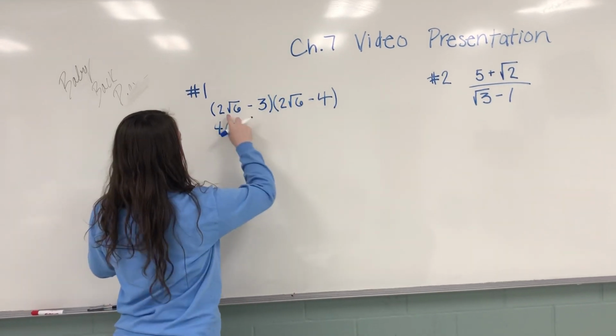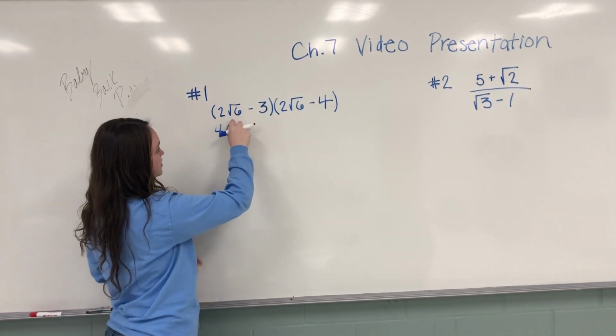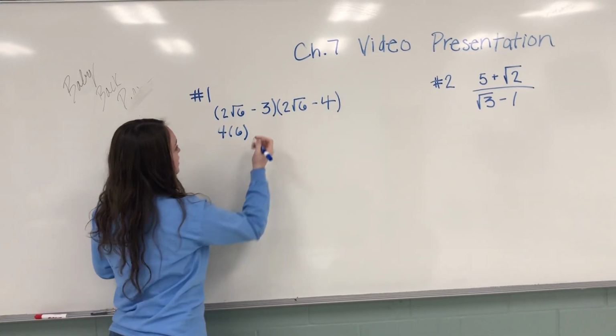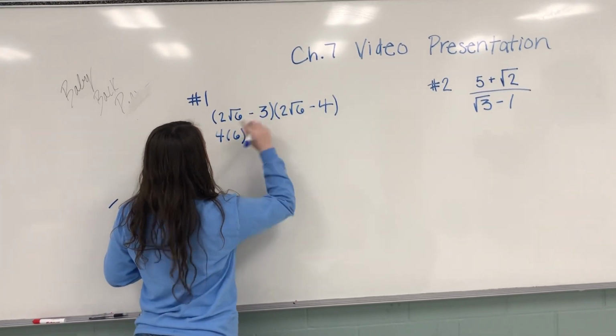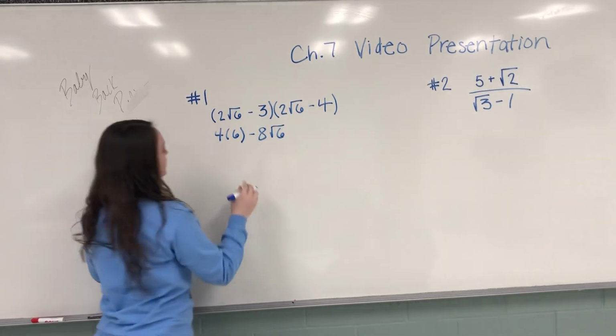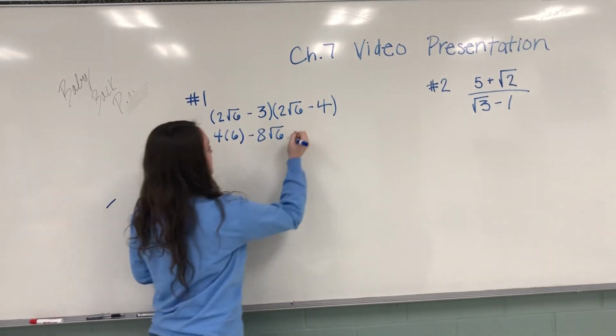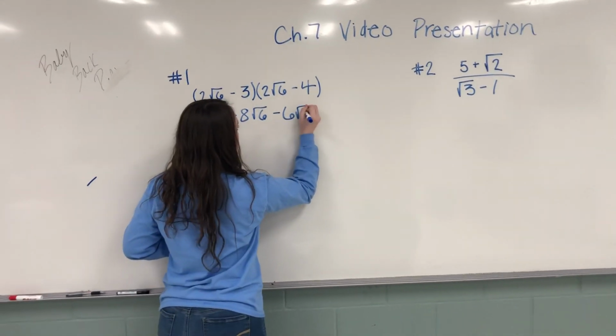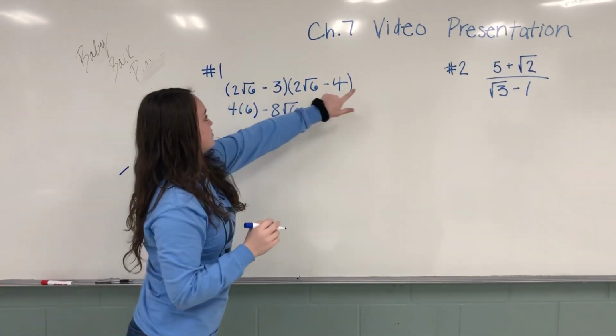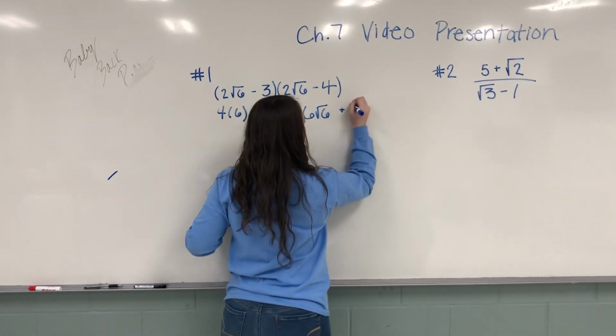And then you do the same thing, or you do 2 square root of 6 times negative 4, and that's negative 8 square root of 6. And then you do negative 3 times 2 square root of 6, which is negative 6 square root of 6. And then you do negative 3 times negative 4, which is positive 12.